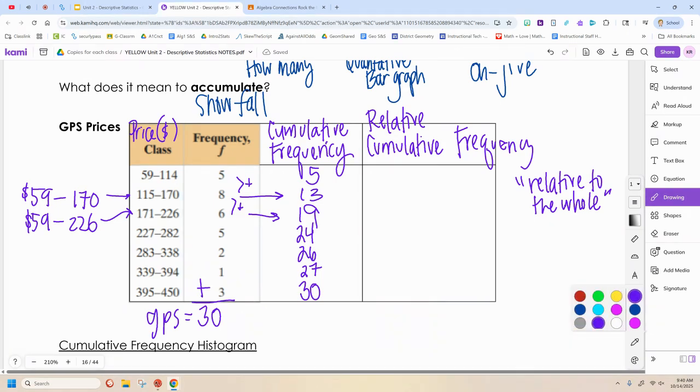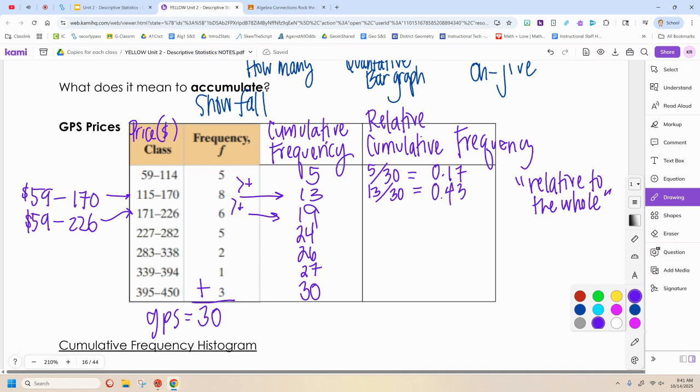Okay. So we did this first one before. We did 5 divided by 30, right? And that turned out to be 0.17. So 17% of our GPSs are 114 or less, right? But now we're going to do 13 divided by 30. And I don't know if I can do this one in my head. 0.37, I think. Yeah. 43? Oh, I'm wrong. 0.43.